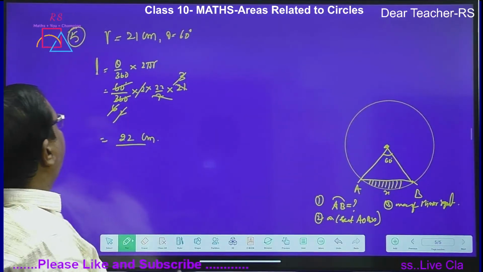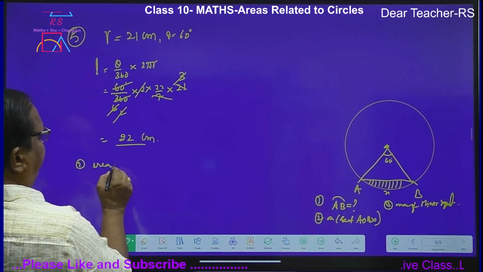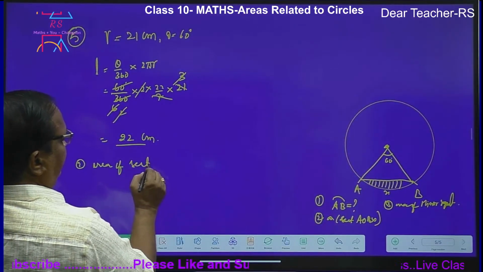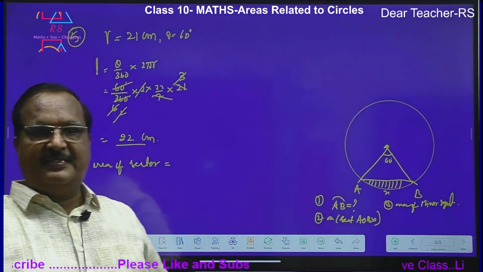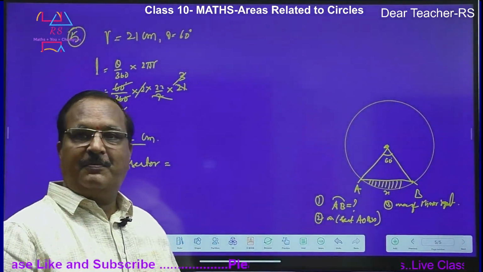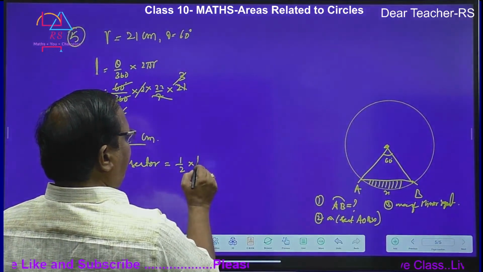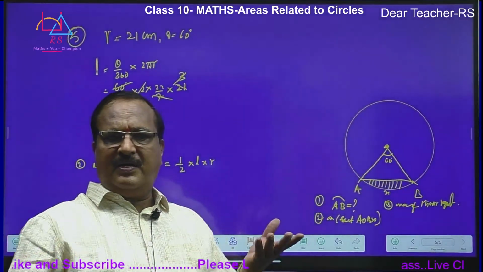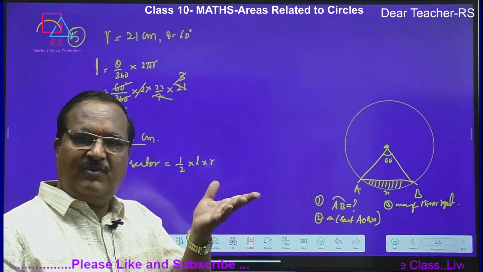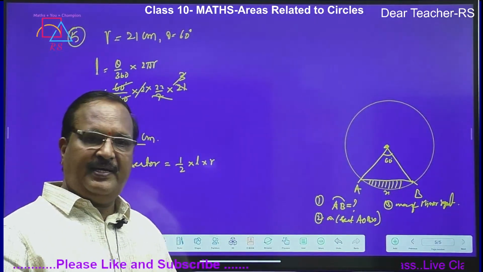Second question, area of the sector. Area of a sector is equal to, there are two formulas, half LR is also there, 1 by 2 into L into R, where L is the length of arc. Or if you do not remember that formula, you can use theta by 360 into pi r square.